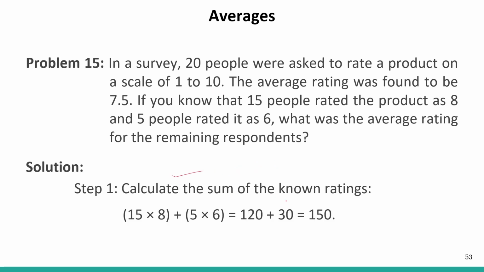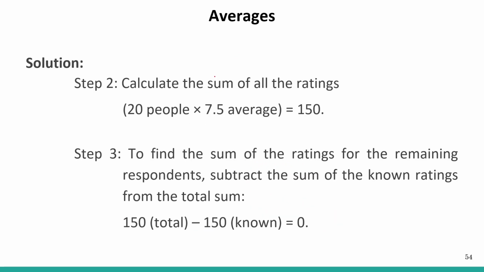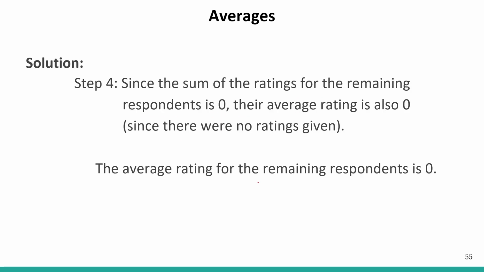So let's calculate the sum of the known ratings. So it will be 15 into 8 plus 5 into 6 is equal to 120 plus 30 is equal to 150. So calculate the sum of all the ratings. So 20 people into 7.5 average is equal to 150. So for the sum of the ratings of the remaining respondents, subtract the sum of the known ratings from the total sum. So 150 minus 150 is equal to 0. Okay, because the number of persons for whom we have the data covers everyone.